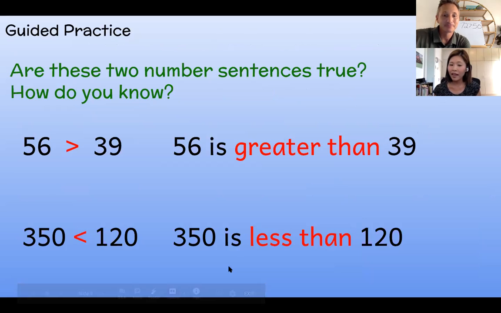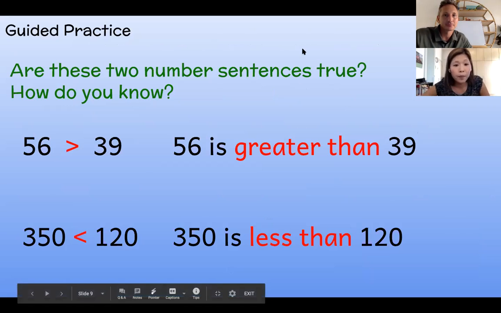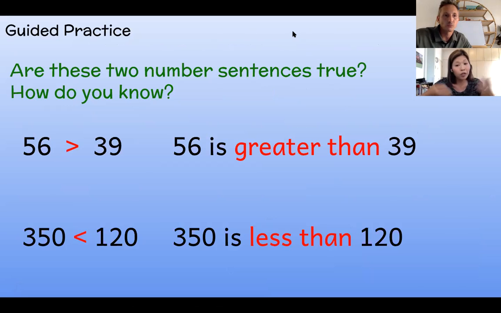Okay. All right, Mr. Regan, I have two problems for you. I'm going to read the problem for you and tell me if you think they are true. And friends online, you can also follow this along. So here we go. Are you ready? Do you have something to write with? Okay. The first one, I have 56 is greater than 39. Do you think this is true? How do you know?